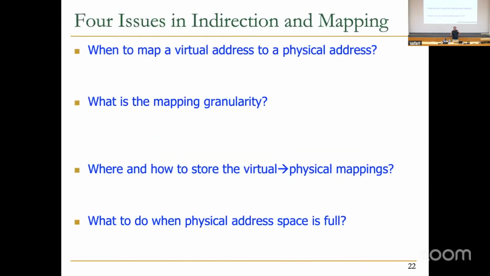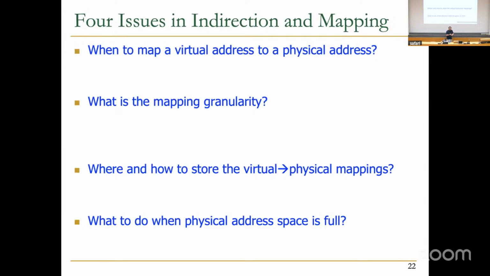So these are the key 4 issues when it comes to this indirection and mapping. First, when do we map virtual addresses to a physical address? Second, what is the mapping granularity? What is the page size? Do we split our virtual address space in 4 kilobytes, 8 kilobytes? How do we make this decision?